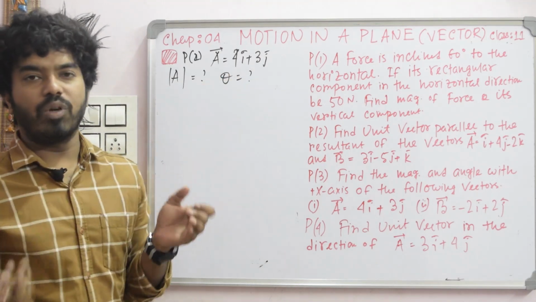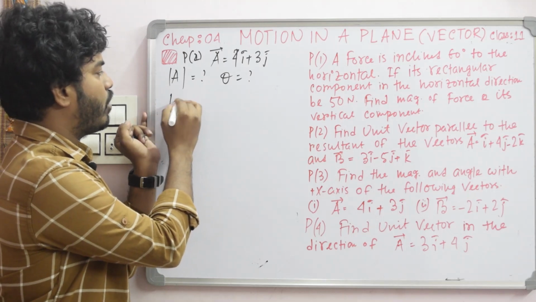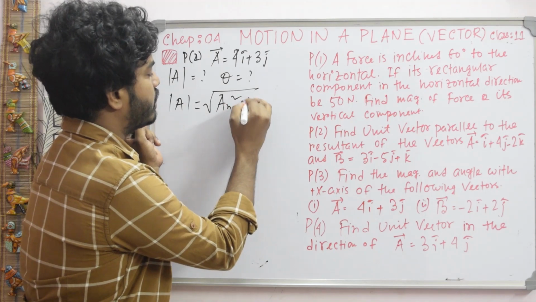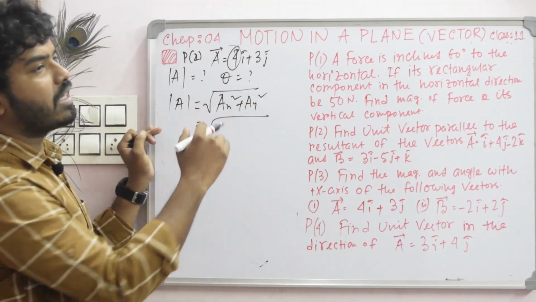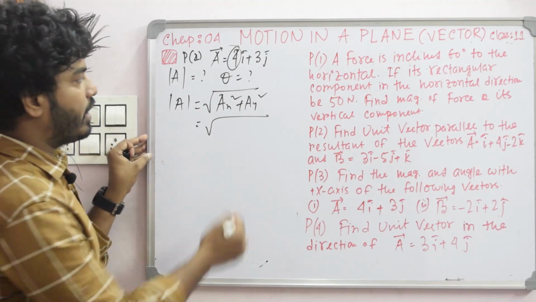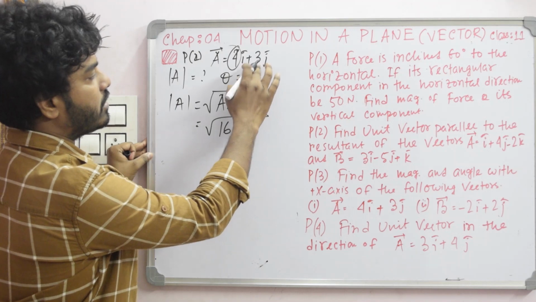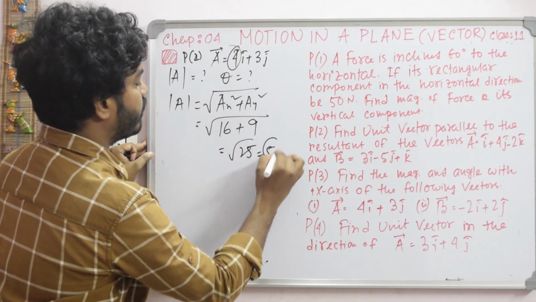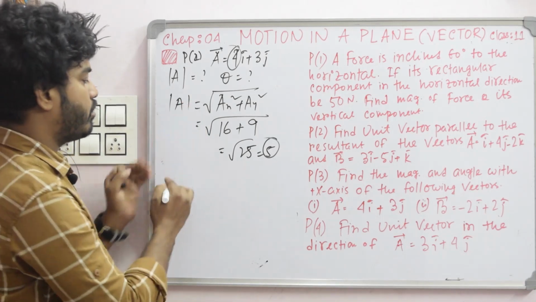So you know the formula. How to find mod A: mod A is equal to root under Ax square plus Ay square. Ax represents the x component of A vector, that is 4. So 4 square is 16, Ay square, Ay is 3, so this is 9. So root 25 gives 5. So the magnitude of A vector here is 5. Now, you find theta.